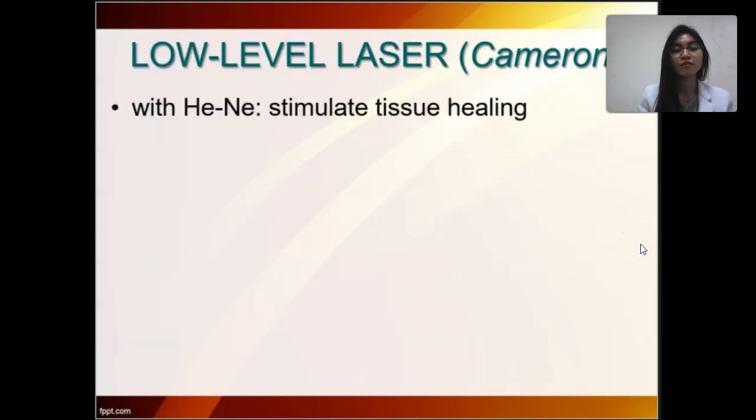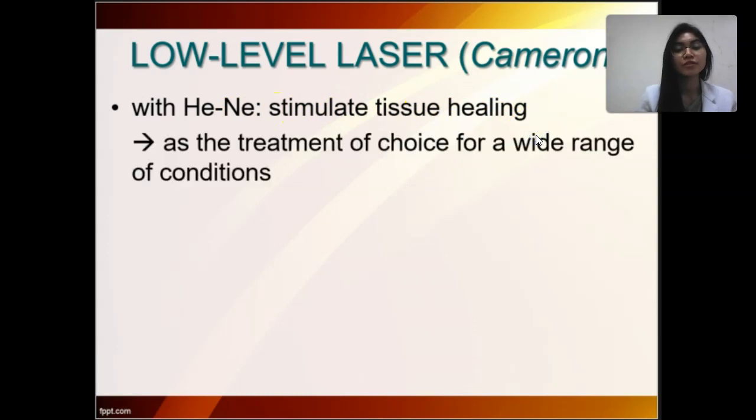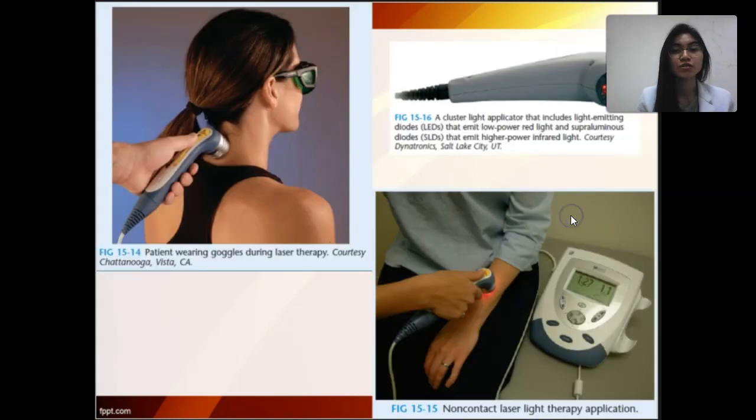Now, we also have the low-level laser. Ito yung ginagamit natin in rehab. With your helium neon, this stimulates tissue healing. Your helium neon is used as the treatment of choice for a wide range of conditions. So this is just an example of your laser. This is how it looks like.